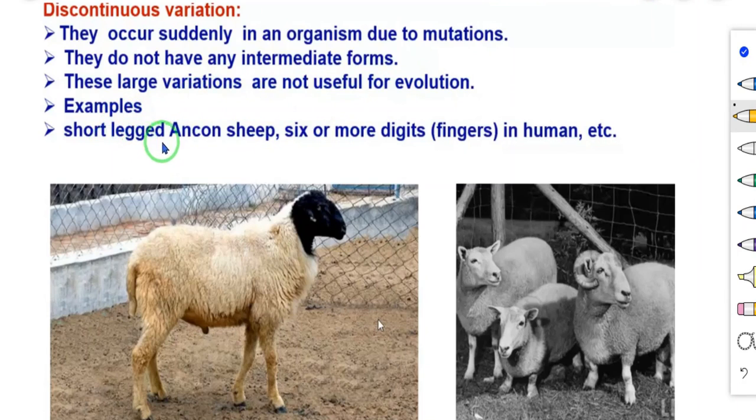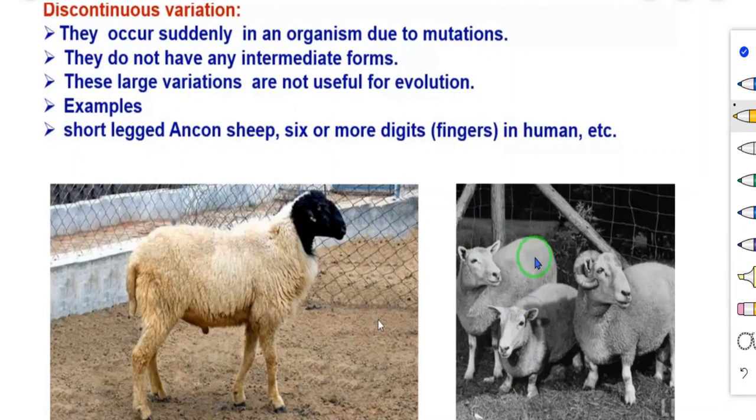Example: short-legged Ancon sheep, six or more digits in humans, etc. Digits meaning fingers. So this is a sheep. This sheep produces the next generation of sheep. Because in this sheep, at the DNA level, there is a change. Because of the change in the DNA, the next generation sheep are having short legs. So these sheep are known as Ancon sheep.